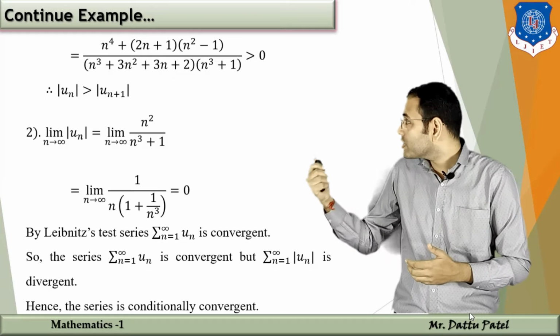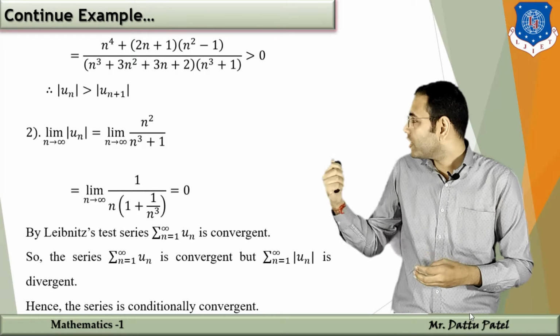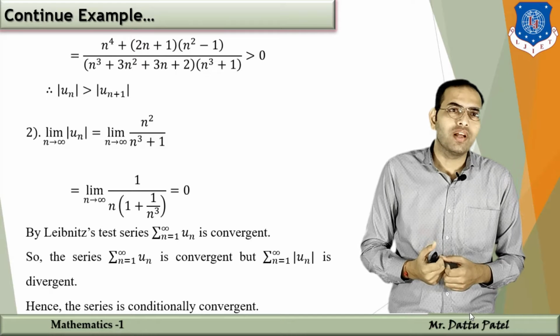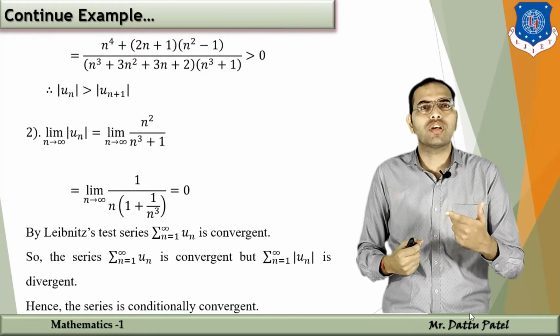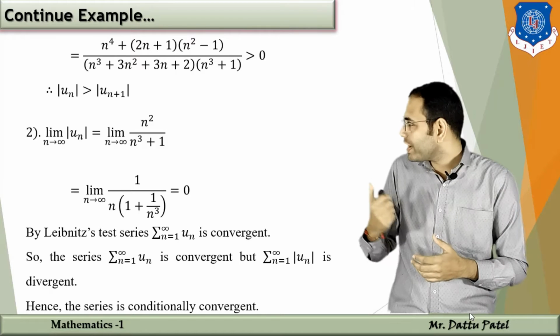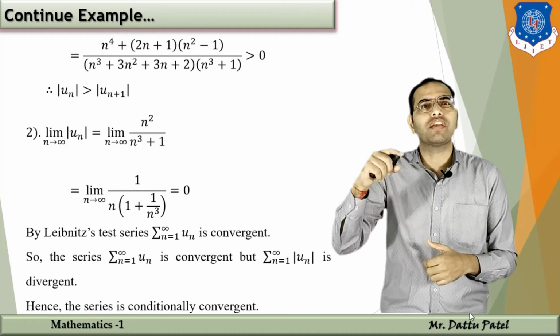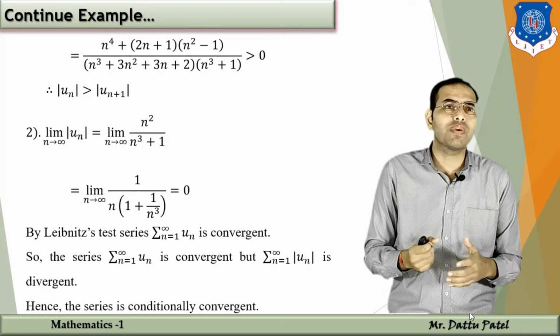Now let's see the second condition of the Leibniz test for the alternating series. Here, limit n tends to infinity of mode of u of n. Substituting the values of mode of u of n, in the numerator and denominator n cube is common and cancels out, then it becomes 1 upon n inside the bracket 1 plus 1 upon n cube. Now applying the limit n tends to infinity, it becomes 0.